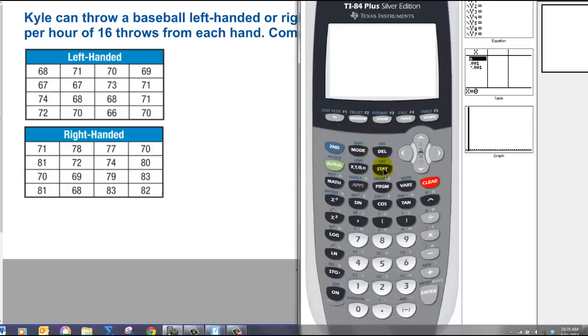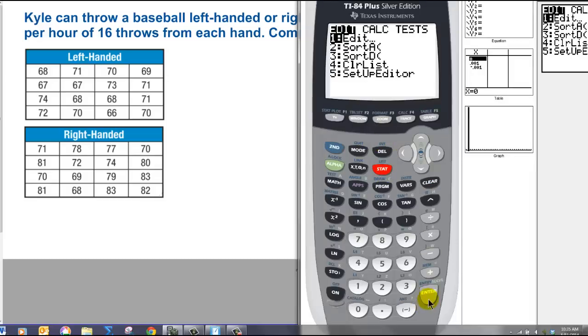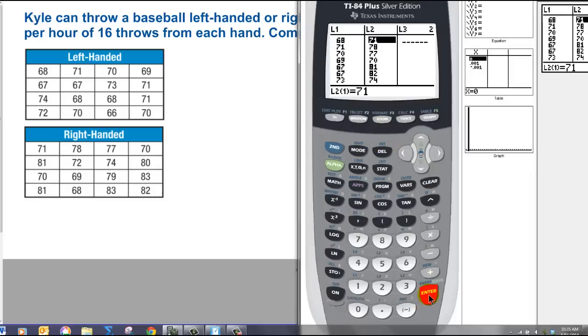So once again, go to Stat, hit Edit, and I've already plugged in the numbers. So if you go to L1, and if there's something in it, again, just move up and hit your clear button, and it'll clear that entire list out. Type in all the left-handed items here, and then in L2, go ahead and type in all the items from the right-handed thrower. And now we'll go ahead and calculate, once again, the mean and the standard deviation for both.